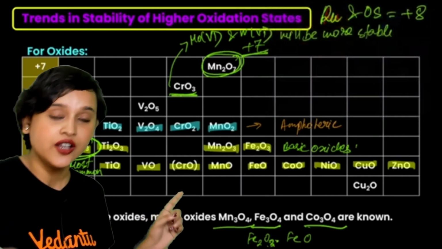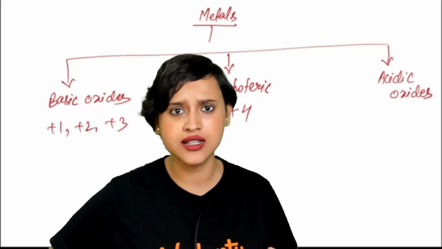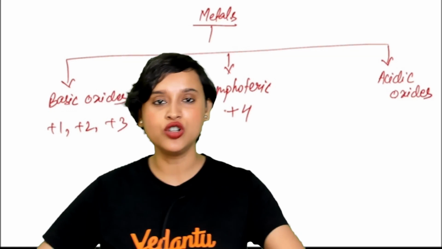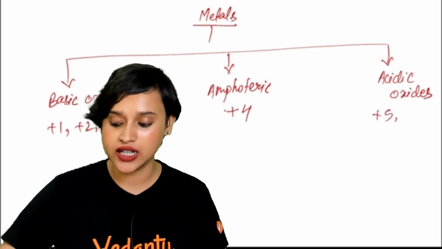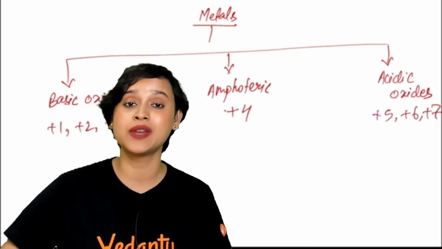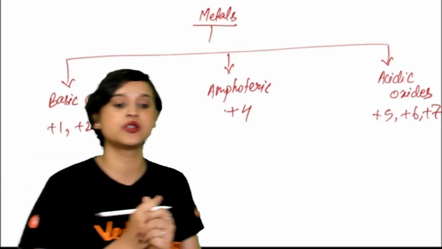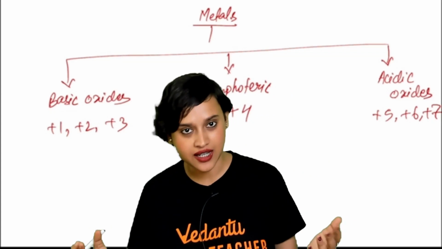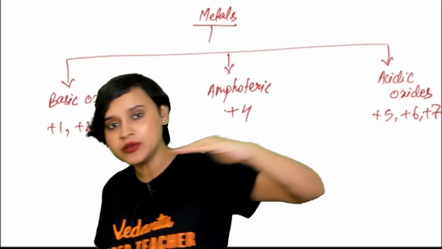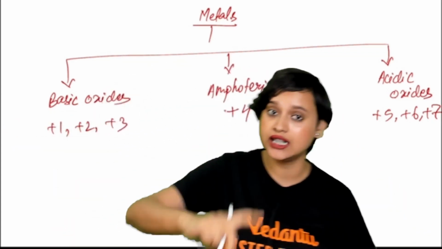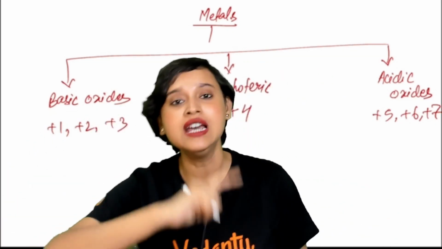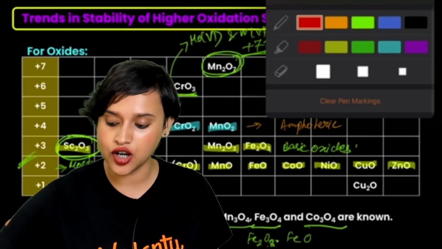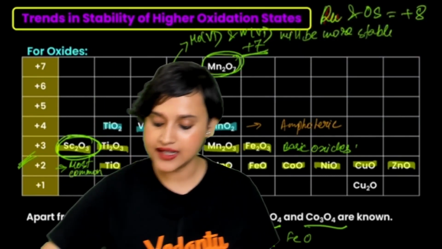Now, finally, you're going to ask me, ma'am, who shows acidic oxides? Bachos, everybody, please make a note of it. Yes, the +5 oxidation state, the +6 oxidation state and +7 oxidation state are going to be acidic oxides. So the lower oxidation states are basic, the intermediate oxidation state is amphoteric, and finally the higher oxidation state is going to be acidic. Is this clear? So which ones are acidic oxides then?